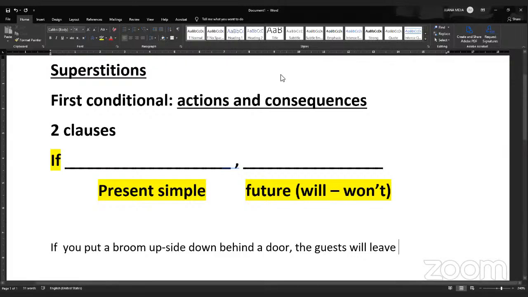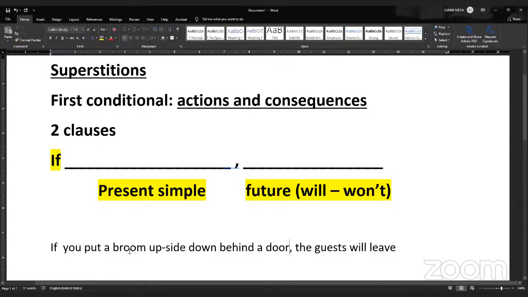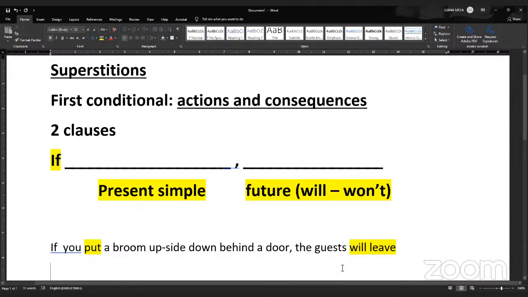Well, this is the structure of the first conditional. You see? This is the symbol. This part over here, this is present simple. If you put, is a verb in present simple. Then we have future. If you put a broom upside down behind the door, the guest will leave. Wow. This is a good one, right?